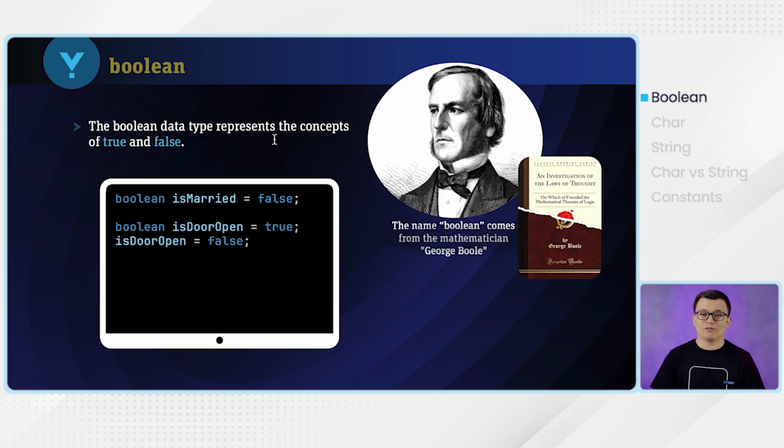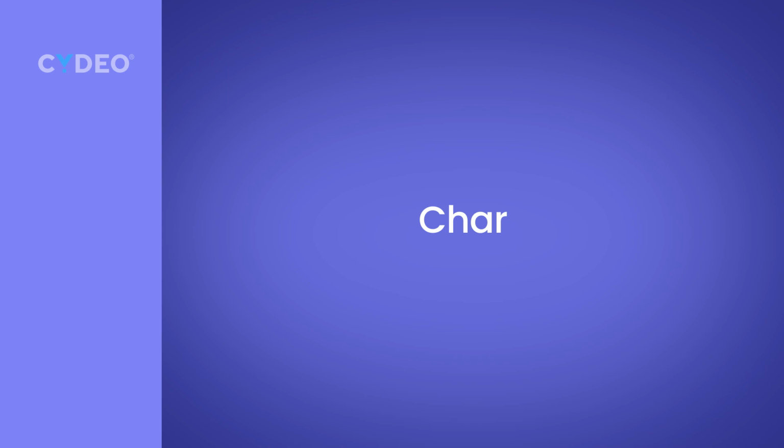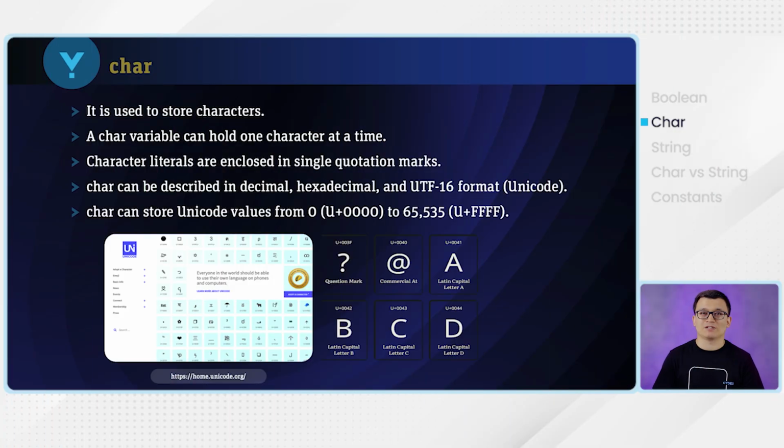So every time whenever we have an expression that can be evaluated to true or false, then we could use the boolean variable to store that expression. That's what the boolean data type is for. And we will also talk more about the boolean data type when it comes to the conditional statements. And the next primitive data type, the last primitive data type that we have left is char. So this char, it is used to store characters, but it can only store one single character at a time.